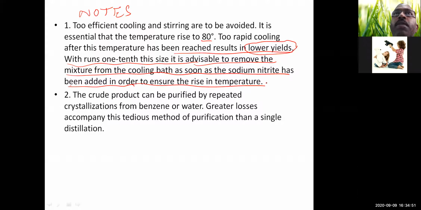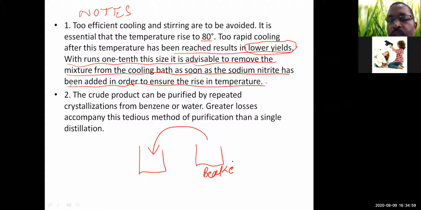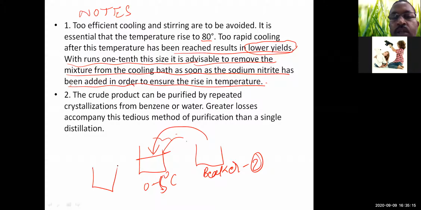So once we have added the contents from beaker 2 to beaker 1, you have to maintain 0 to 5 degrees centigrade until the complete addition of the contents of beaker 2 has been done. Once the complete addition is completed, then you will have to keep it at room temperature, and then you will get the crystals.